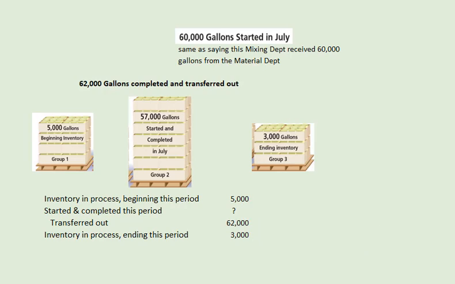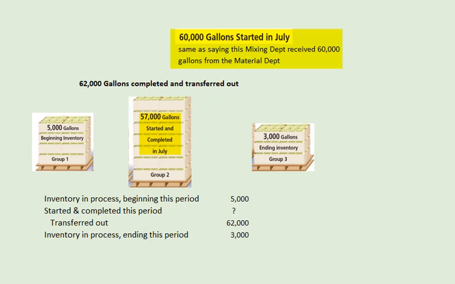The problem gives us the information that 60,000 gallons was started in the period. This is different from completed and transferred out. Completed and transferred out again is the beginning plus what was started and completed in the period. So started and completed during the period is 57,000 gallons. Started in the period is 60,000 gallons. This is started in the period. It doesn't mean that it's completed. It just means that it started.